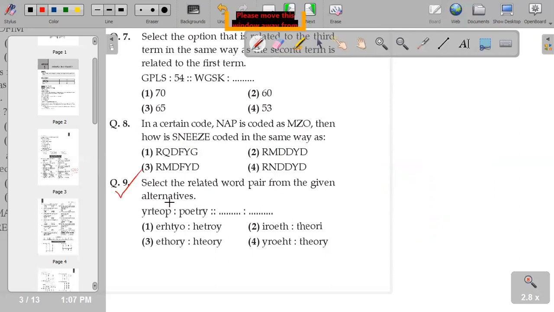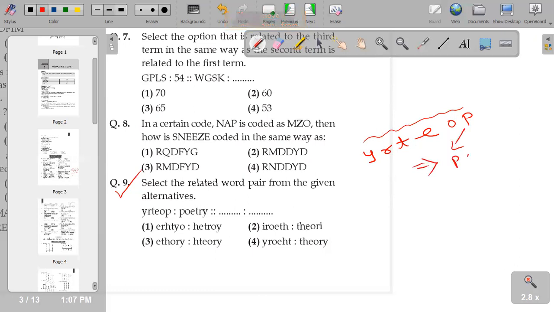Next question. Why are PEOP? Look, what has he written? Y R E E O P. So what is the examiner doing? He has written the reverse way. We will write the reverse: P O P T R Y. In this way we will write. So in a similar way you have to check.